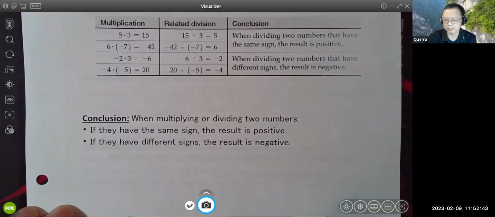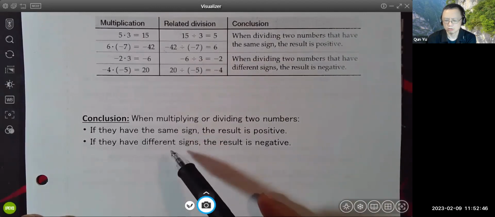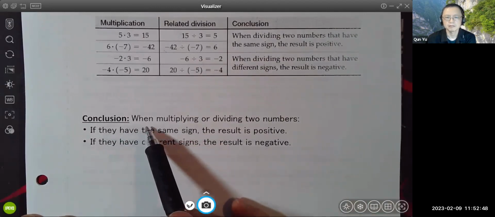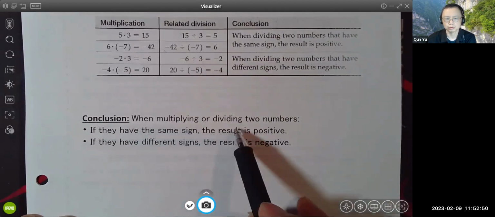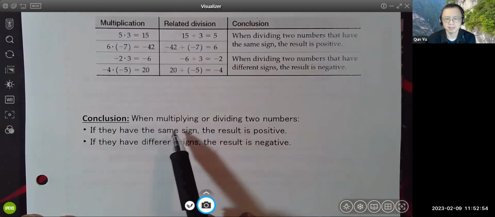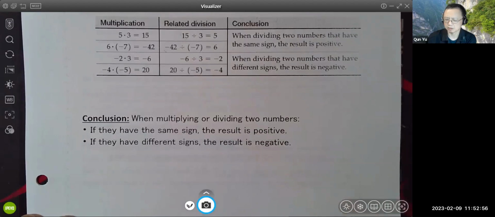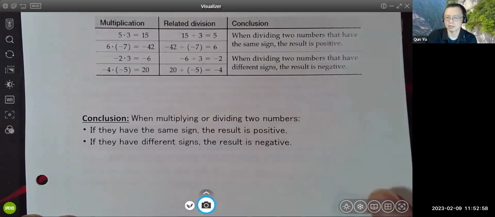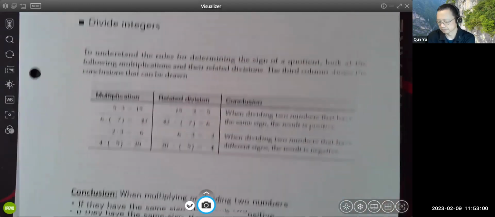Okay, this is the formal writing of those rules or conclusions. When multiplying or dividing two numbers, they have the same rules. If they have the same sign, the result is positive. If they have different signs, the result is negative.